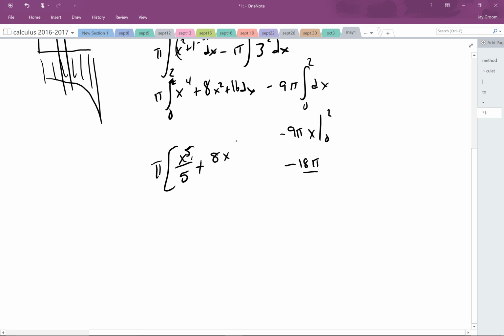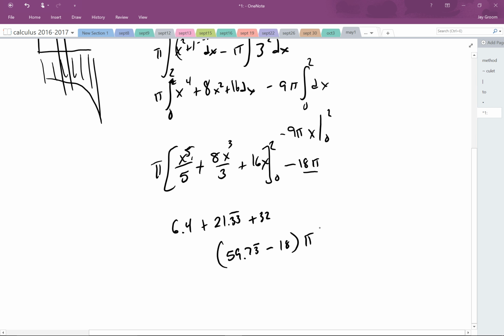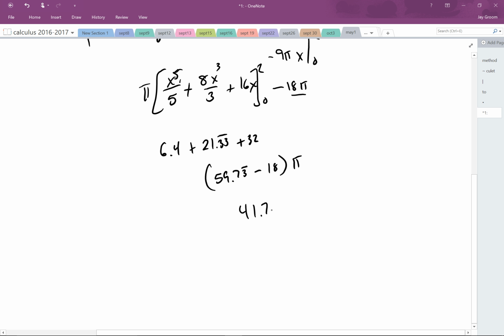Plus, that's going to be 8x cubed over 3 plus 16x. That ought to do the trick. That feels like it's going to be bigger than 18. That's going to be 32 fifths, which is 6.4 again. That's 8 times 8 is 64, divided by 3 is 21 and a third. Plus 32. So you get 59.733333, minus 18, all times pi. 41.73 pi really ought to be your answer.